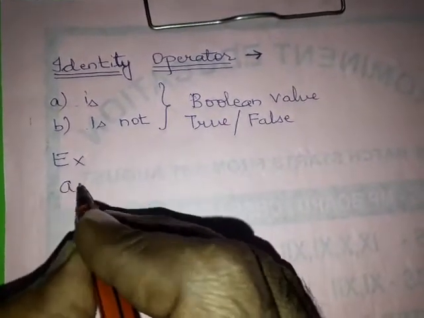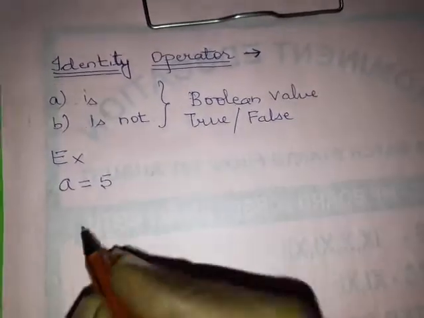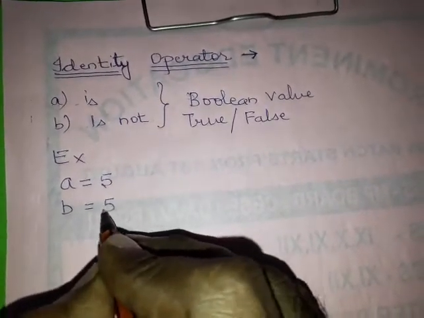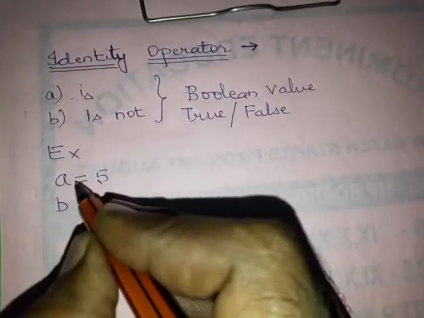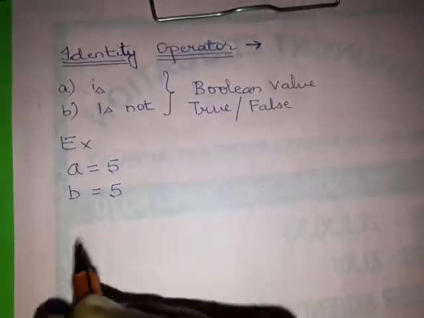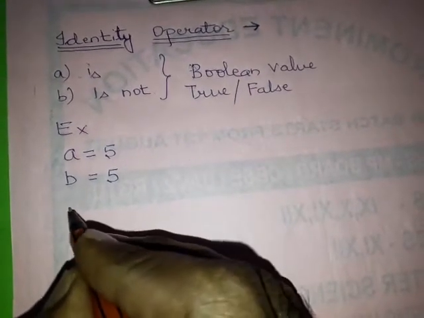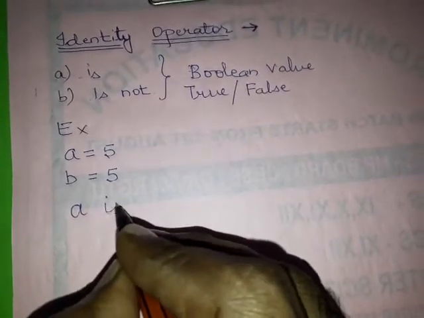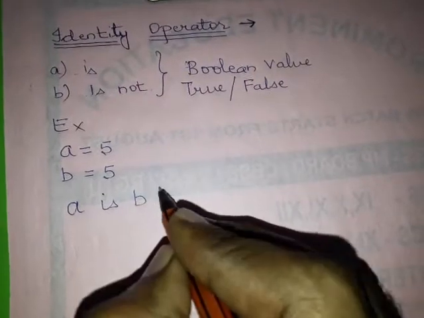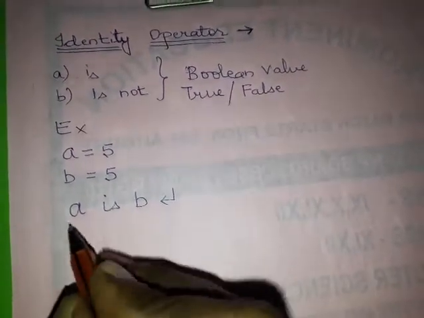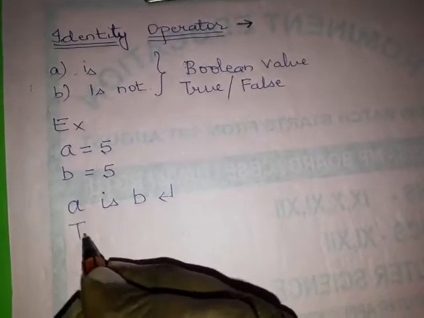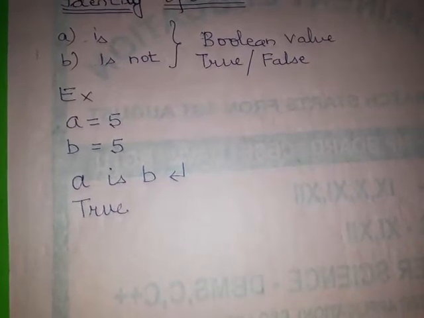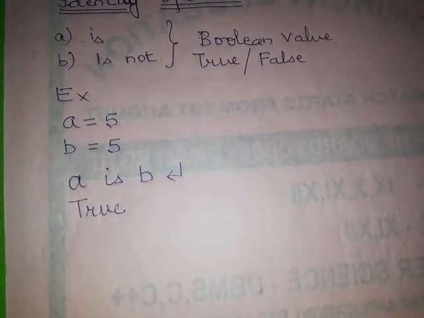Suppose I declare a variable a equals 5 and another variable b equals 5. Here I am assigning both these variables the same value. If I use the identity operator between both these variables like this, a is b, and then press the enter key, it will give true. What is the reason behind this?